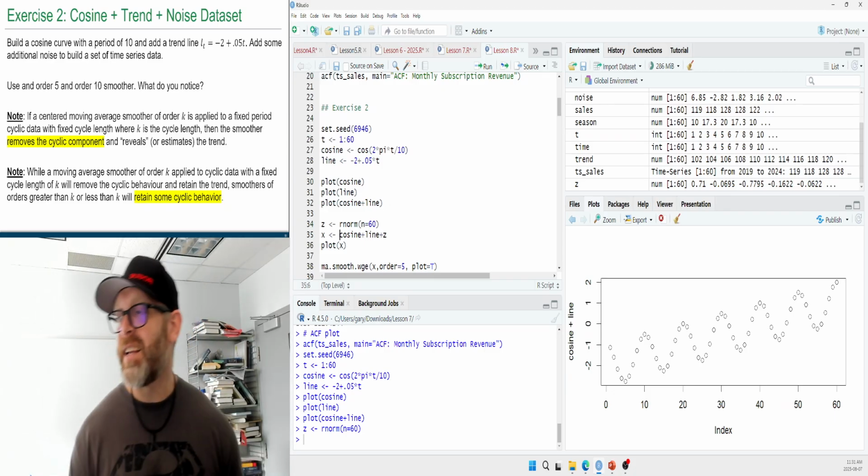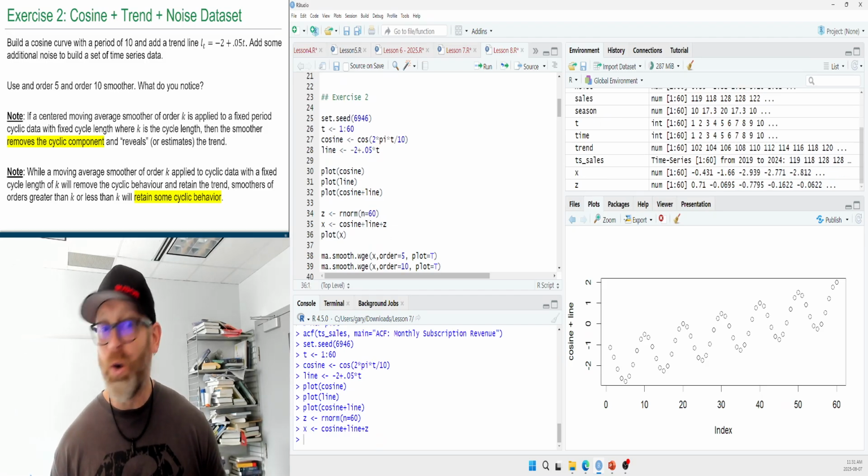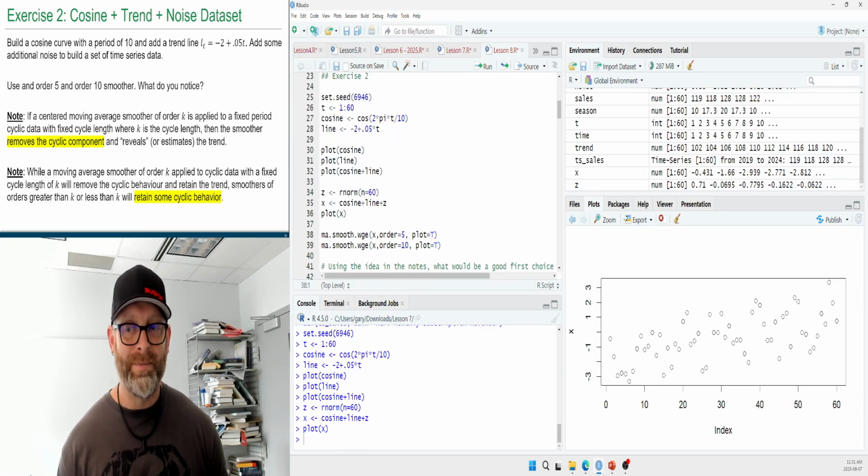So I'm saying x is going to be my new time series, and it's going to be made up of that cosine, so that's seasonality, the trend, and the random noise. So if I plot x, this is typically how we would get time series data. Okay, looks like a little bit of a mess, kind of all over the place here.